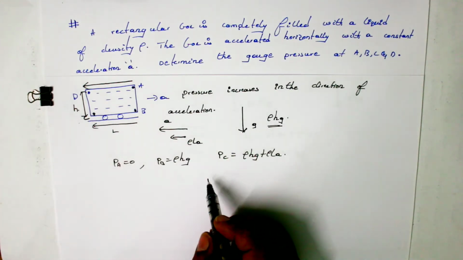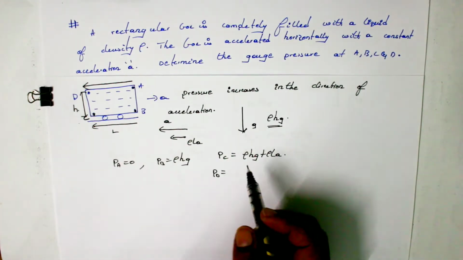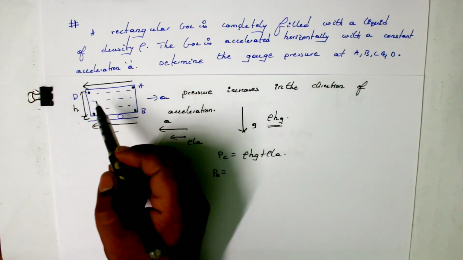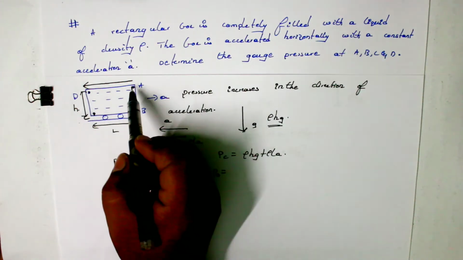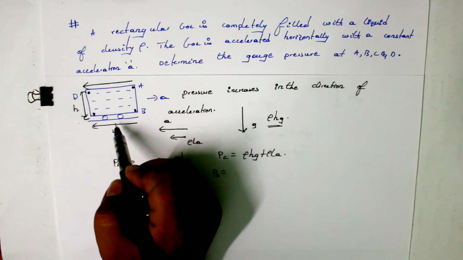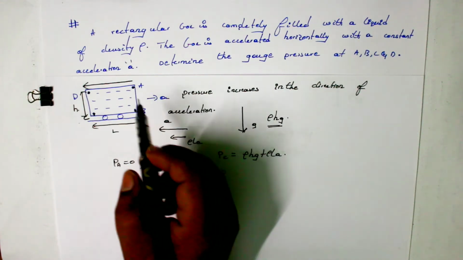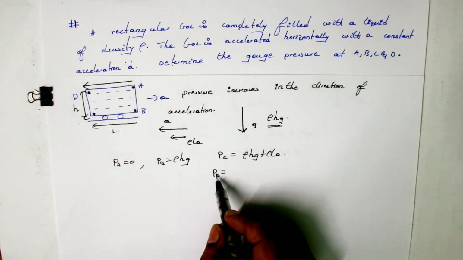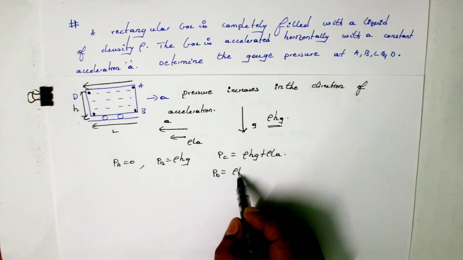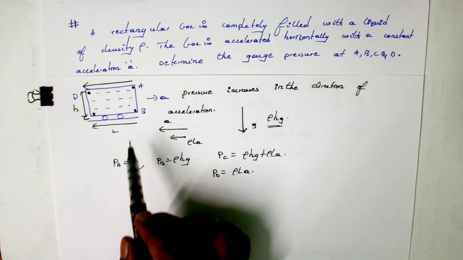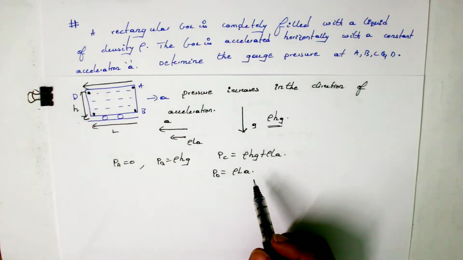Now if I study point D, the height of the liquid column above this point is 0, so rho hg will become 0. But because of this length of the liquid column L and because of this pseudo acceleration A, there will be a pressure of rho L into A. Therefore pressure at point D can be written as rho L into A. This is how we can distribute pressure in this accelerating box.